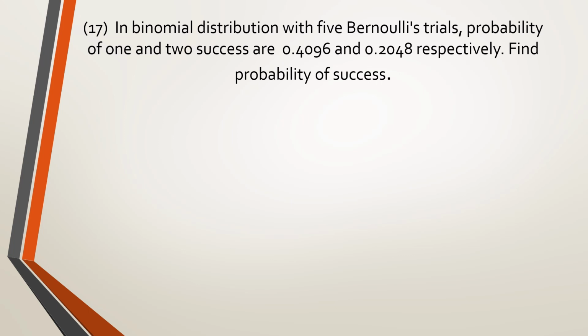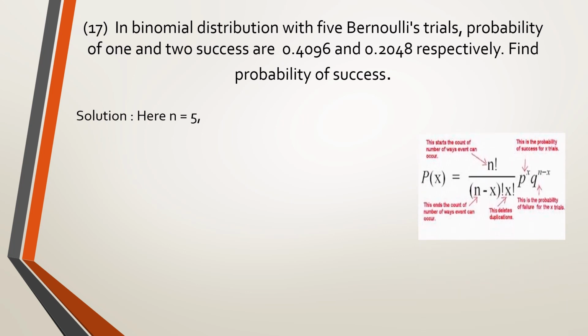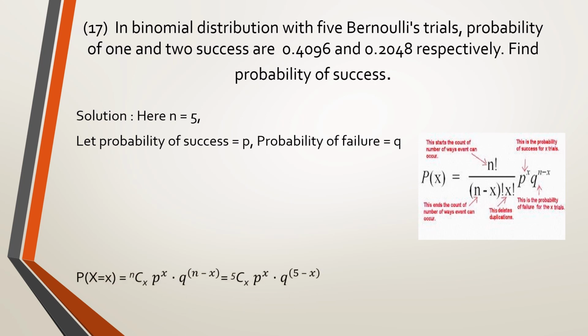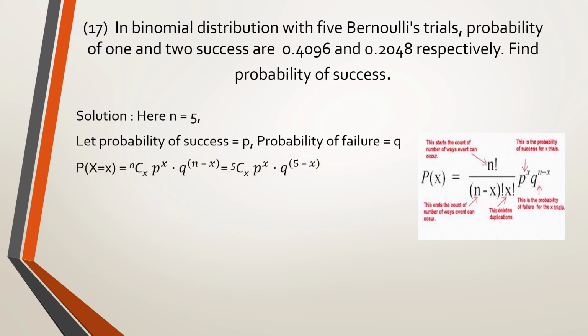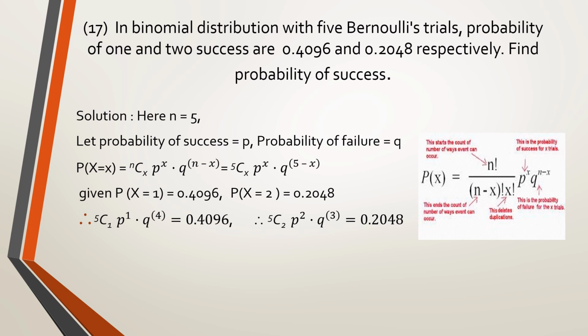Last sum. In a binomial distribution with 5 Bernoulli trials, the probabilities of 1 or 2 successes are 0.4096 and 0.2048 respectively. Find the probability of success. That means we are not given P, we are given N as 5. We are given the probability of one success and the probability of 2 successes. Let the probability of success be P and the probability of failure be Q. So the probability of X successes is 5CX, P raised to X, Q raised to 5 minus X. We are given the probability of 1 success and of 2 successes. Just substitute in the formula.